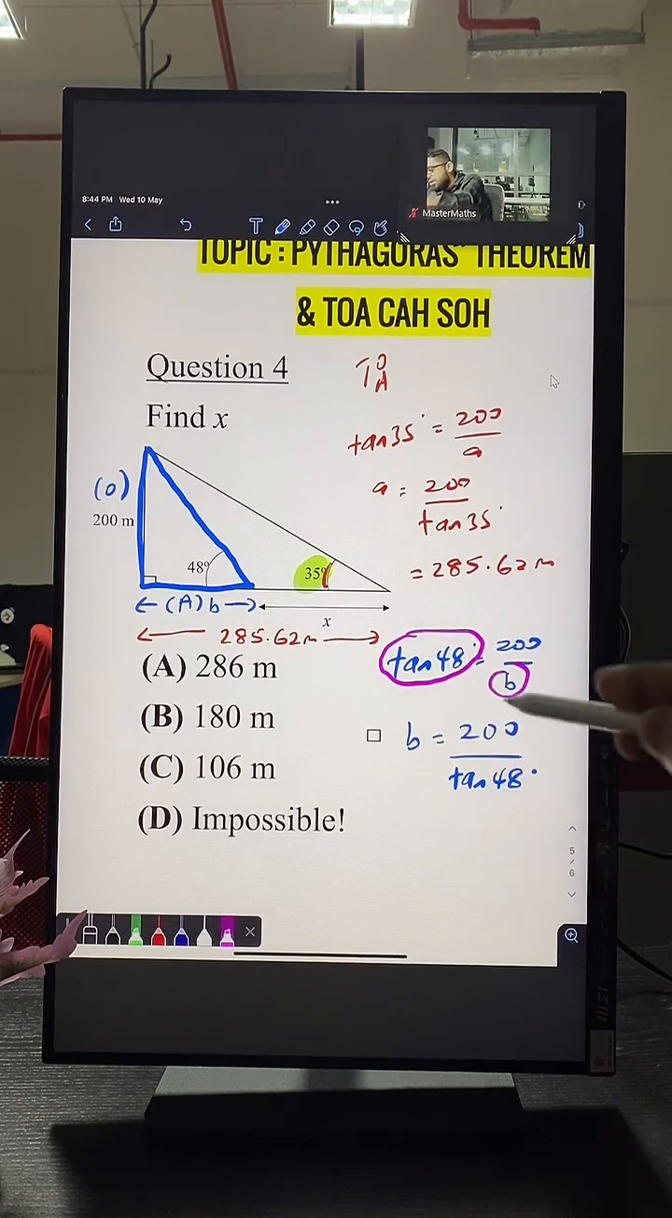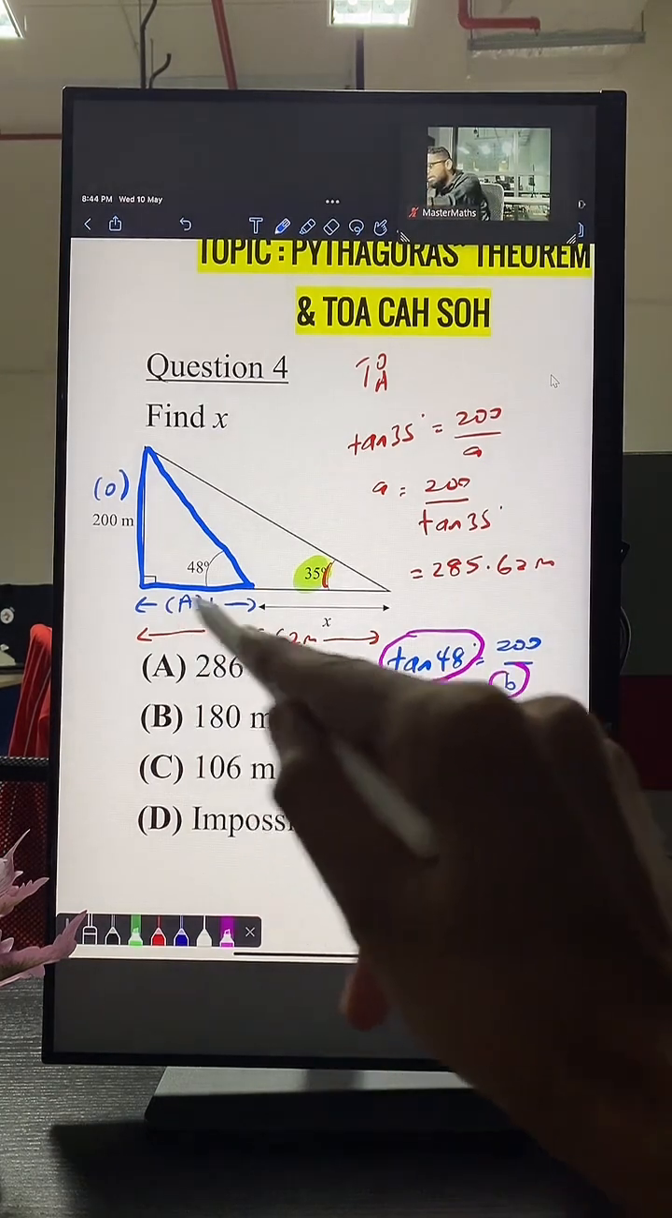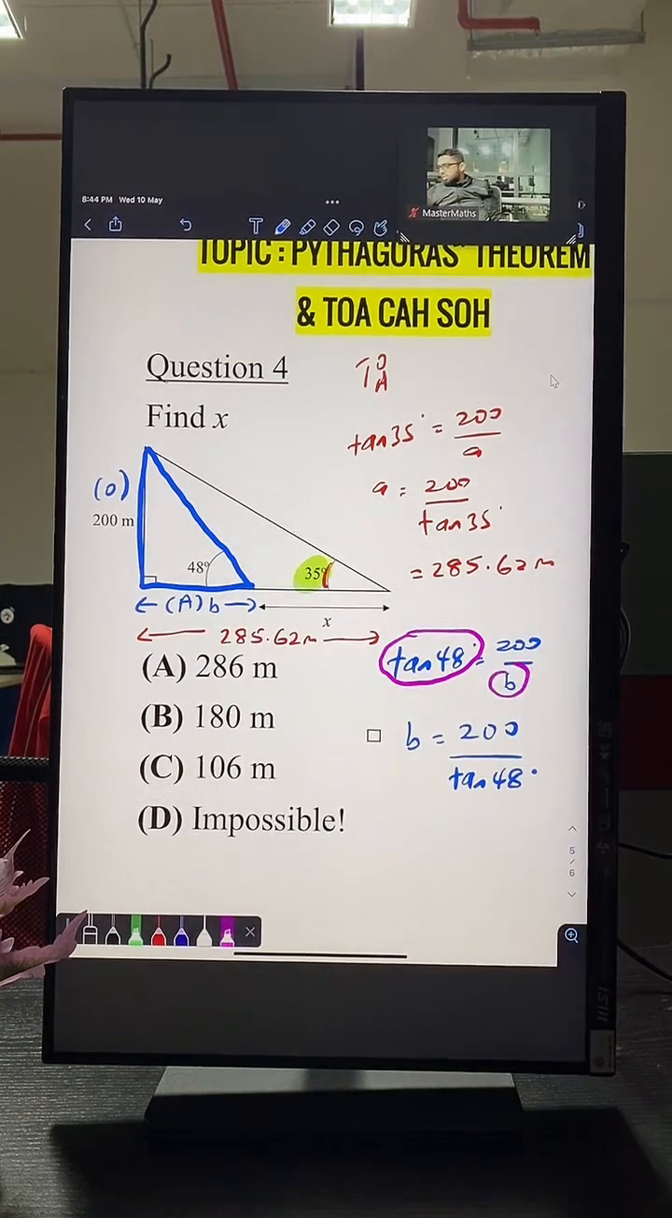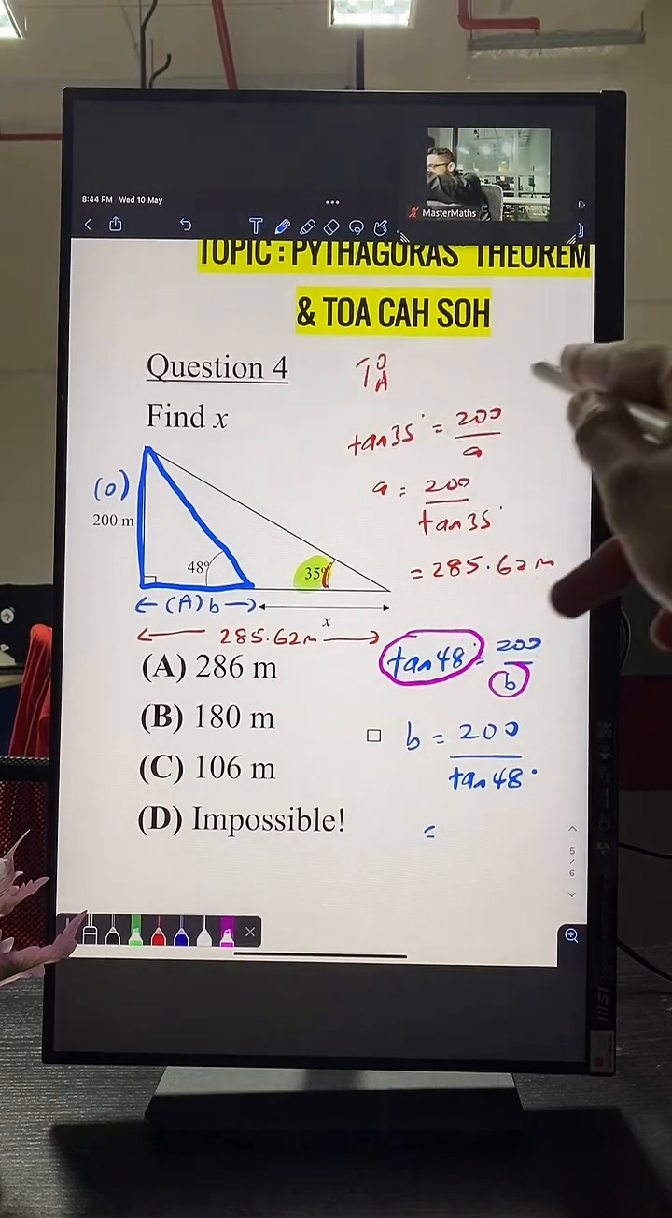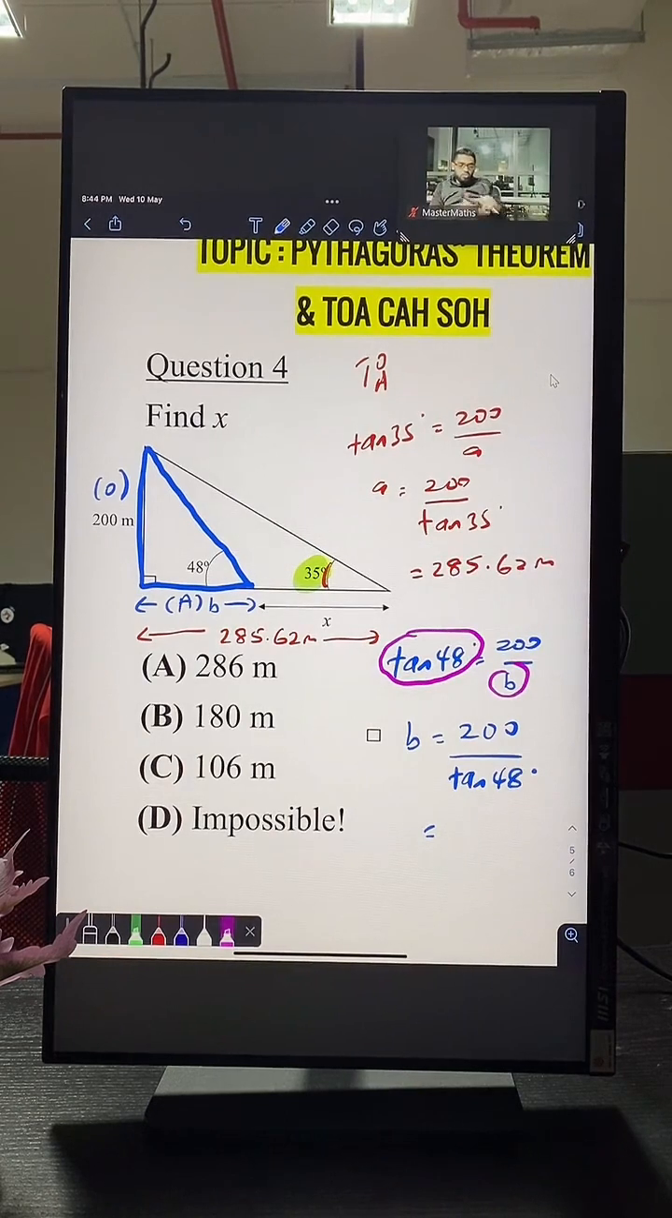Now, press this now in the calculator. What is this length B that we can find, guys? Okay, see, some of you all are saying SOH-CAH-TOA. The Angmo lang, the American, they like to say SOH-CAH-TOA. Alright, but in Singapore, we use TOA CAH SOH. Okay, guys, what is 200 divided by tan 48?